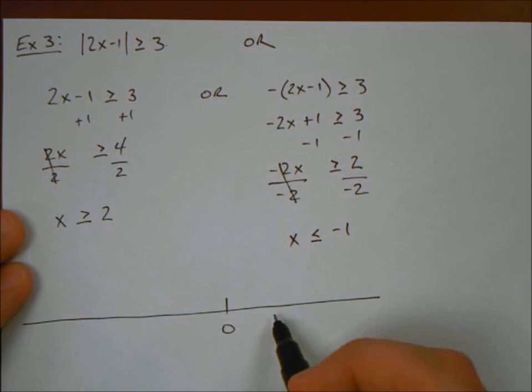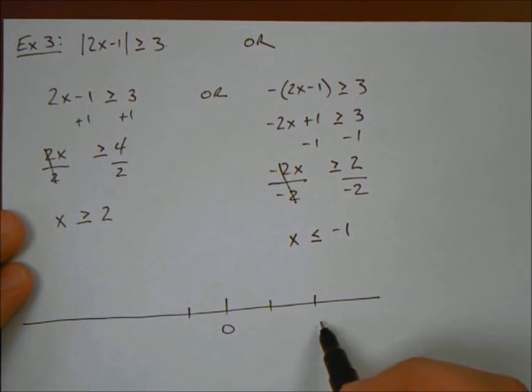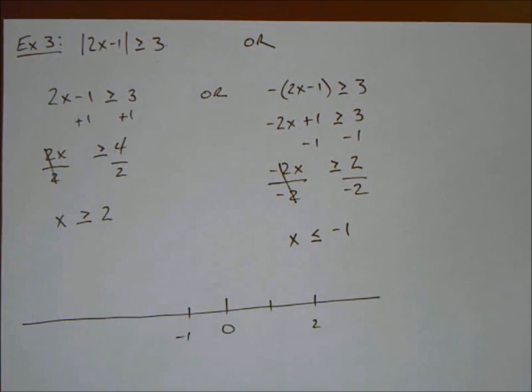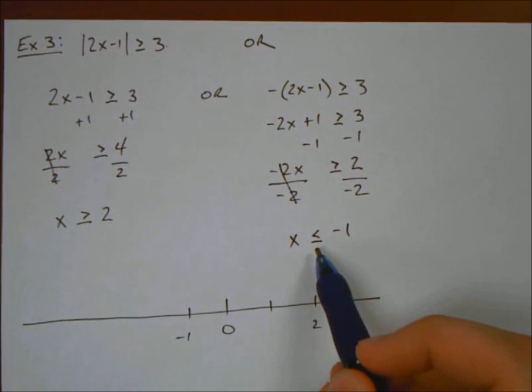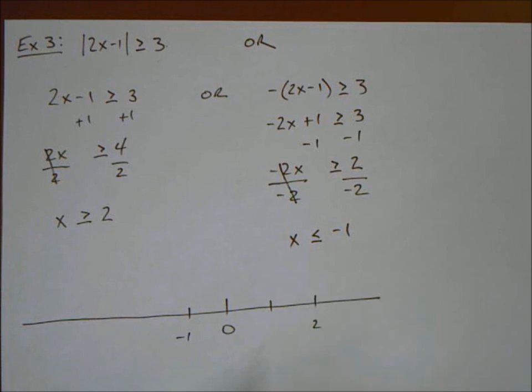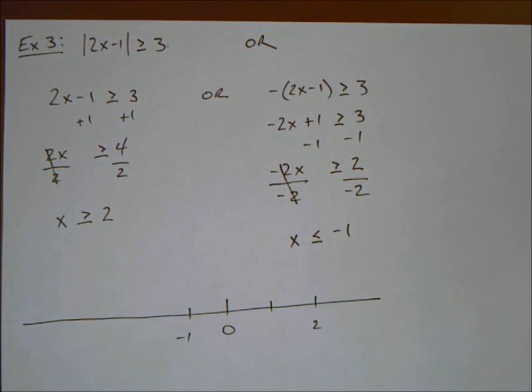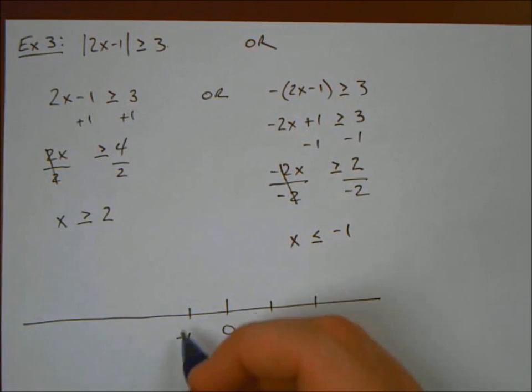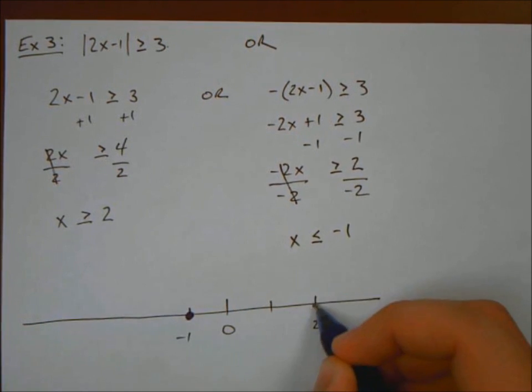Here's 0, 1, and 2. Here's 2. Here's negative 1. There's a line underneath. This means that it's equal to, and also the inequality. We're back to equal to, which means I'm going to use a solid dot. So a solid dot at negative 1 and at 2.